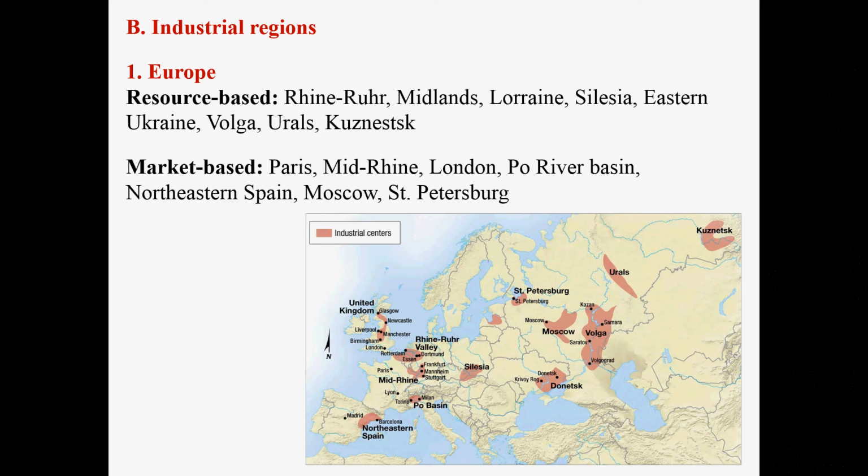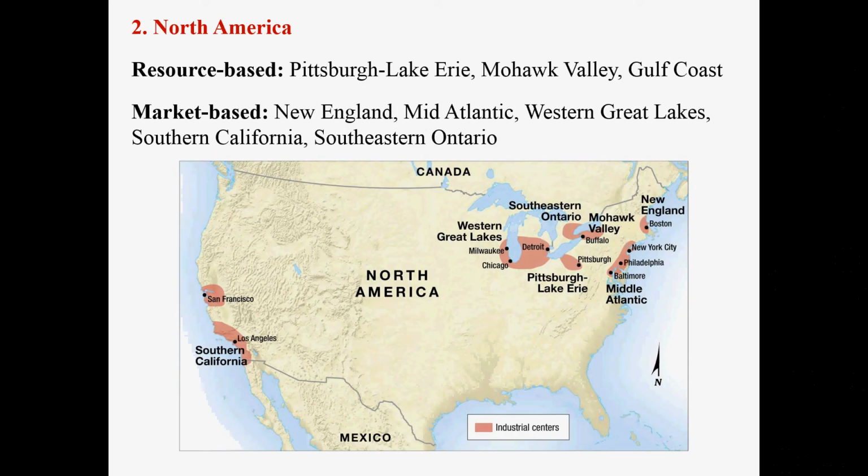And also in addition, you also see northeastern Spain. Here we know Barcelona is one of the important centers, and also Moscow and St. Petersburg, both are big cities, and St. Petersburg is also a major port of Russia. So we can call them a kind of market-based industrial center in Europe. Most of these centers already have a long history. Now let's move on to North America.